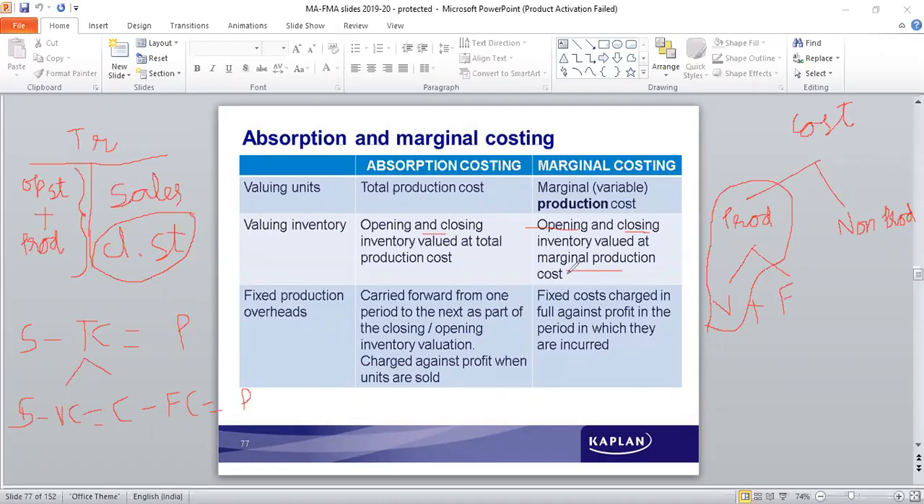Okay. So assuming it is clear, I do not know whether it is clear or not. Assuming it is clear, we are moving ahead.